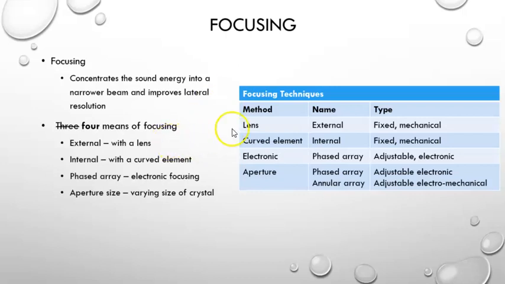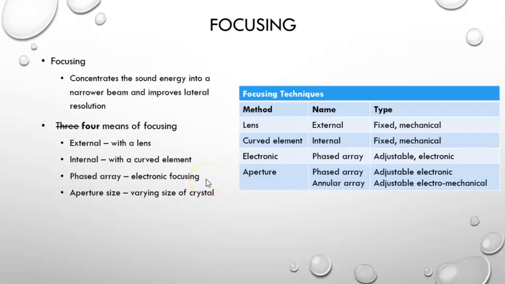So there's external. We can put a sonic lens on the front of the transducer and focus the beam. This is called a fixed mechanical focus. We can do what's called an internal focus of the beam, and this is where we actually cut and curve the element so that it's fixed at a particular point, but it is focused because of the curve along it.